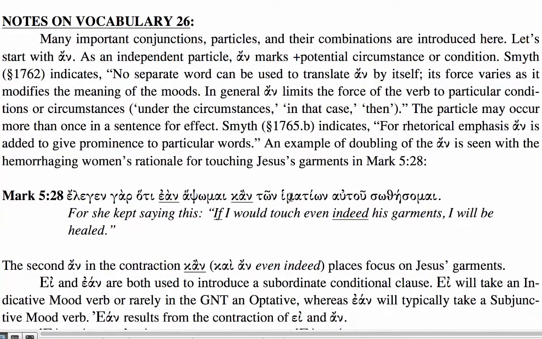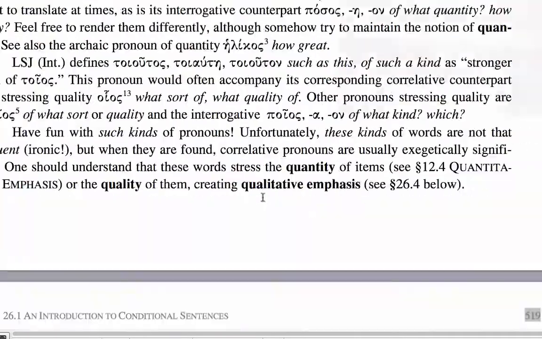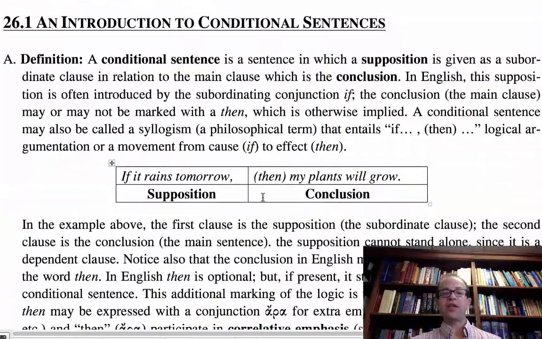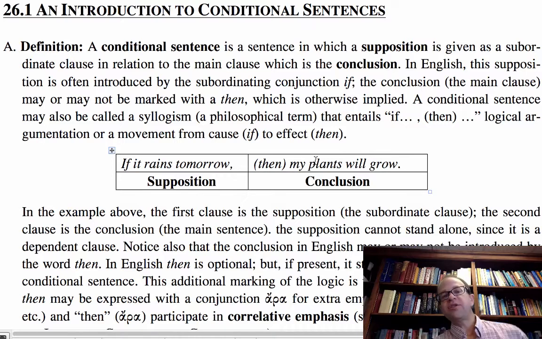Be sure to look at the notes on vocabulary, and then let's talk about conditional sentences. Conditional sentences are sentences that contain a supposition, an if part, and then a conclusion, a then part. So you have a supposition, if it rains tomorrow. Then you have a conclusion, my plants will grow.